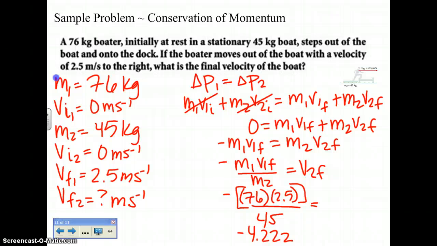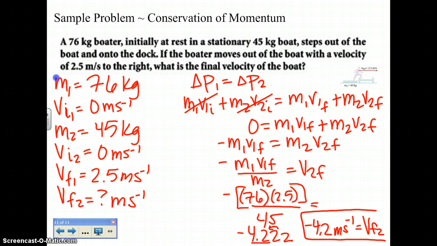Looking at your givens, the least number of sig figs is 2 sig figs. So that 2 is not going to round the other one up. Therefore, negative 4.2 meters per second equals V2F. That should make sense, right? Because the boater and the boat are moving in opposite directions. So that sums this up.